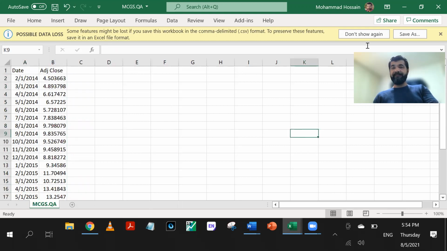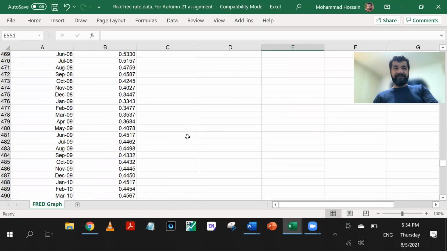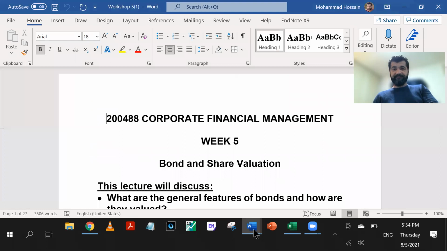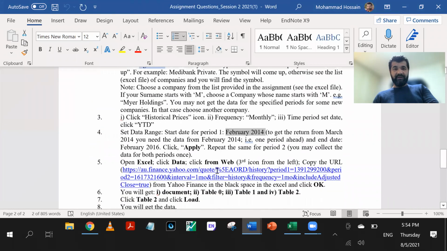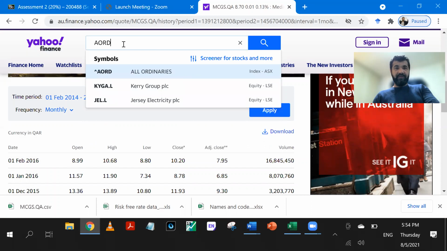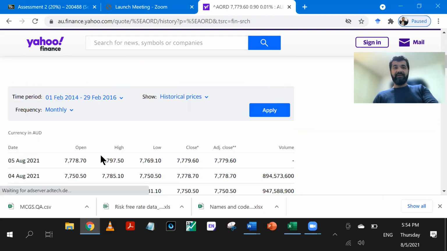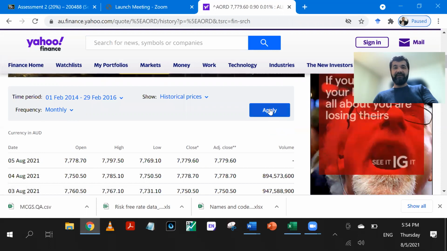Got it now, guys? Any questions for me, guys, regarding this data? And what else? We need All Ordinaries. You write AORD, all ordinaries. Let's see if we get all ordinaries data. Do exactly the same thing. February 14 to 2016, monthly, apply.